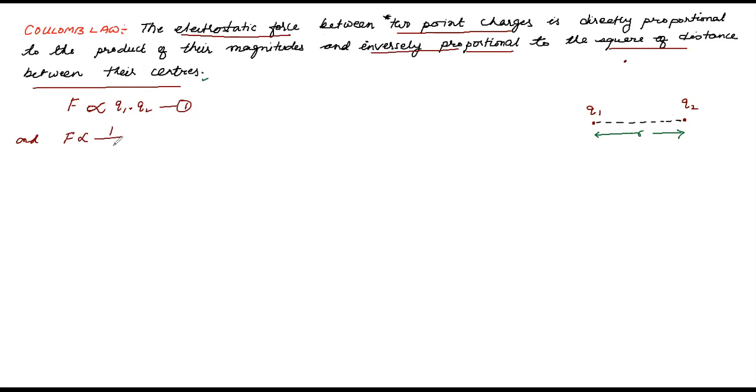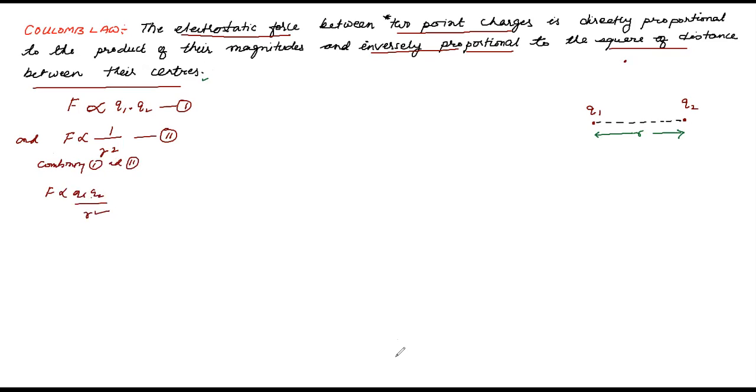So obviously it should be 1 by r square, because it is inversely proportional to the square of the distance between their centers. Between their centers means this line is a line joining the centers of these two charges. This is what it means. Now if I combine these 1 and 2, what I get is F proportional to q1 q2 by r square.